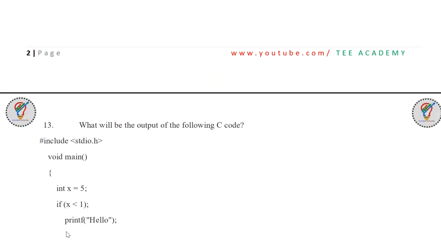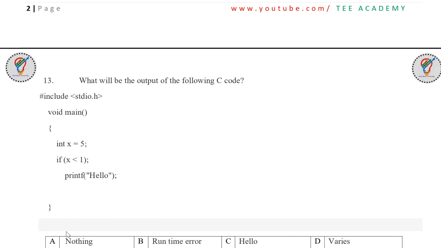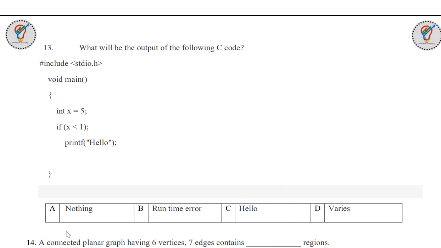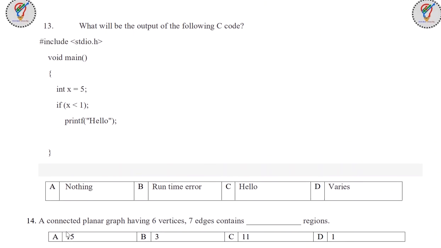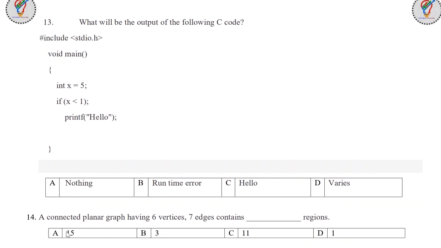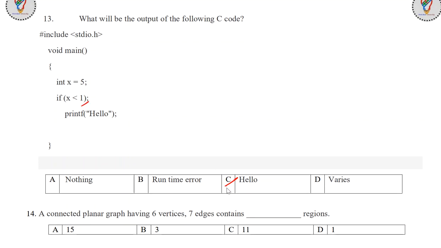We'll move to the next page. There is one more program here. What will be the output of the following code? We have include stdio.h, void main, x is equal to 5. If x is less than 1, printf hello. Since x is 5, the if condition is satisfied, so it will directly print hello as the output.